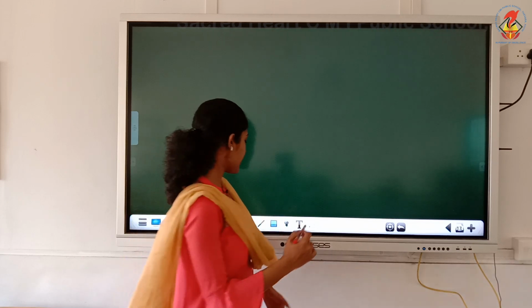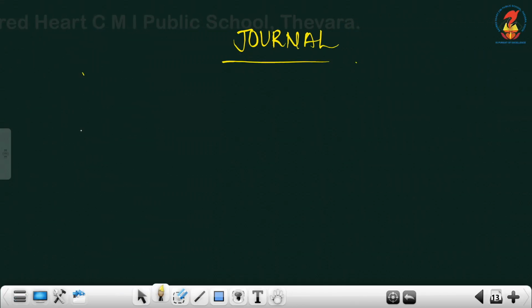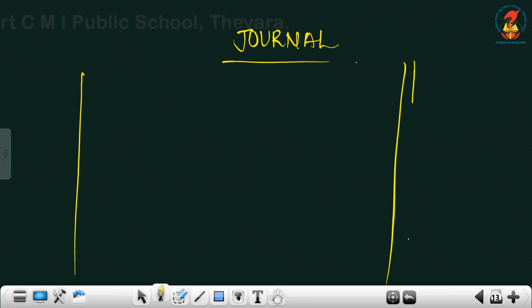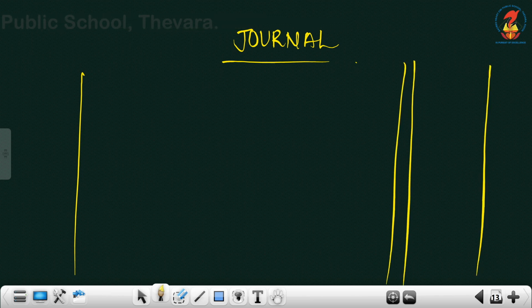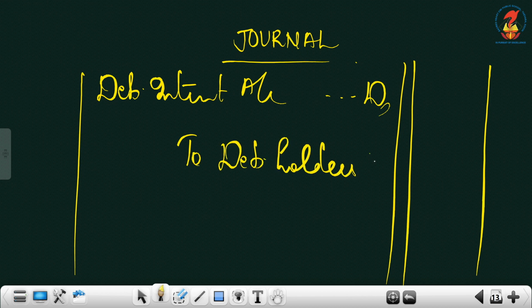So we will just write the basic entry, the basic entry for debenture interest. Okay, don't write that bank to debenture application and all. Here they are asking the debenture interest entry. The first entry, what's the entry? Debenture interest account, debtor, to whom we are paying? To debenture holders. Write the narration.